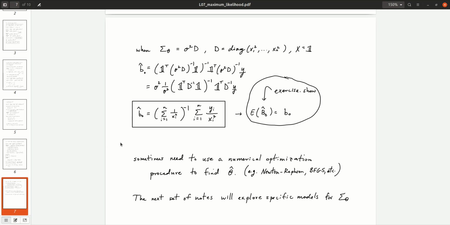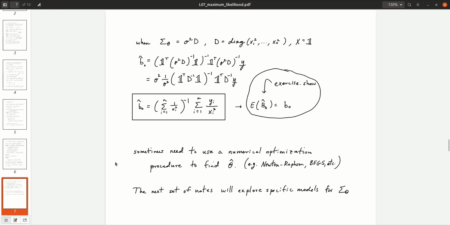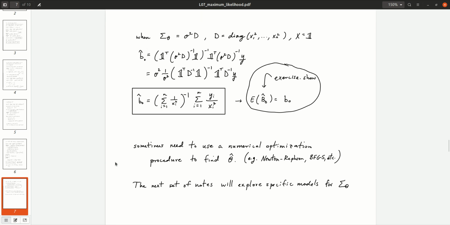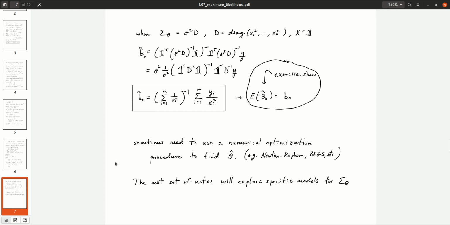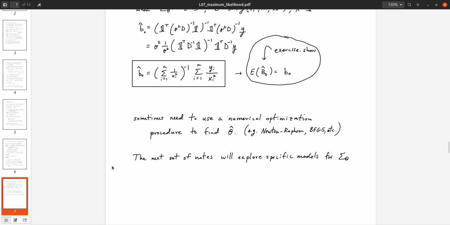For example, in R, there's something called optim, to numerically find the maximizer. There are various algorithms for doing that. The state of the art is Newton-Raphson, but there's also gradient descent, BFGS, and other things as well. Nelder-Mead is the default in optim. In the next set of notes, we're going to look at different types of models for sigma sub theta. For some of them, we're going to be able to write down expressions for the maximum likelihood estimates of theta, but for others we're not. So we're just going to say plug it into optim and get an answer.